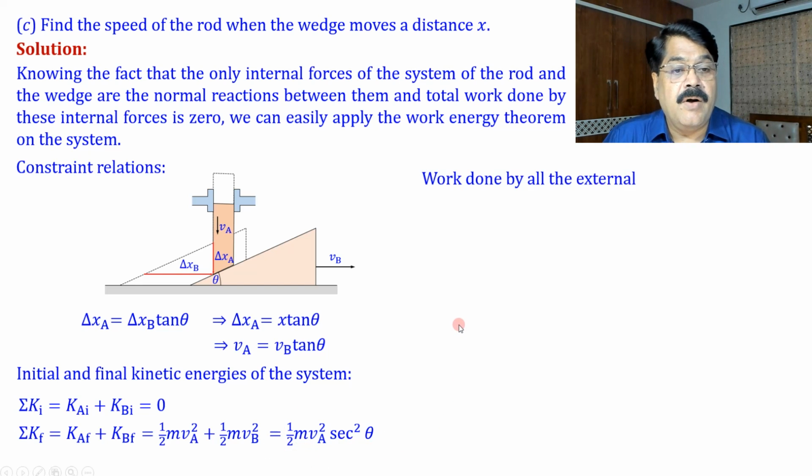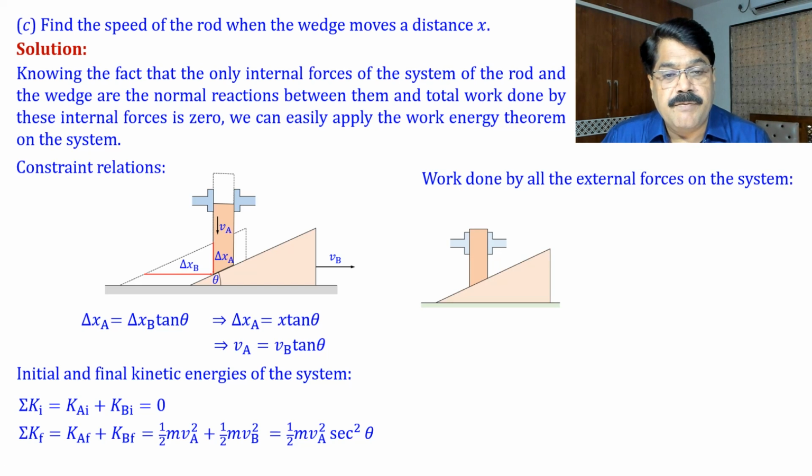Work done by all the external forces on the system. Let us see the external forces. External forces are weights of these two bodies, this mg, and normal reaction from the ground and normal reaction from this support, say an S support. Work done by this normal reaction will be 0 because displacement of the rod is perpendicular to NS. Work done by this normal will be 0 because displacement of the wedge is perpendicular to this NF. And work done by this mg will be 0 because displacement of wedge is perpendicular to this mg. So only this mg is doing work.